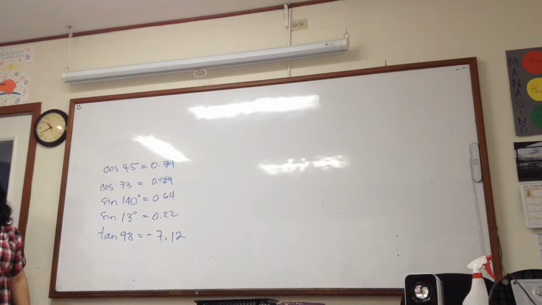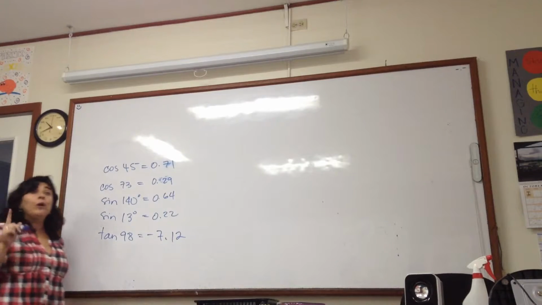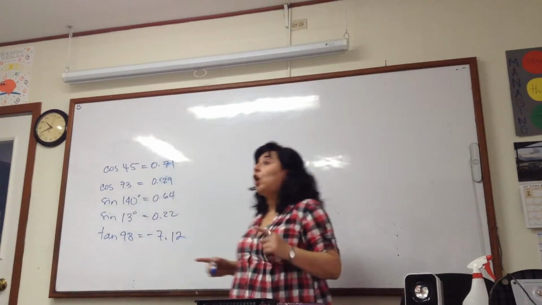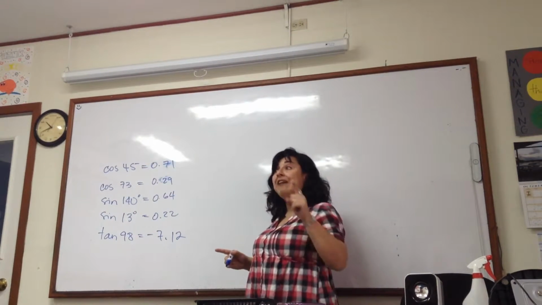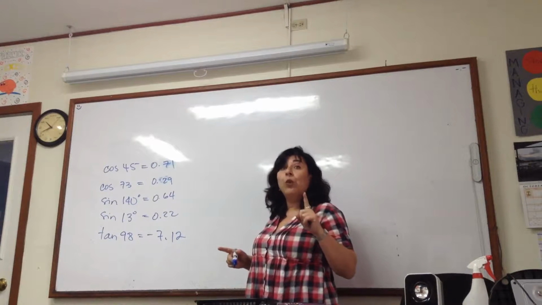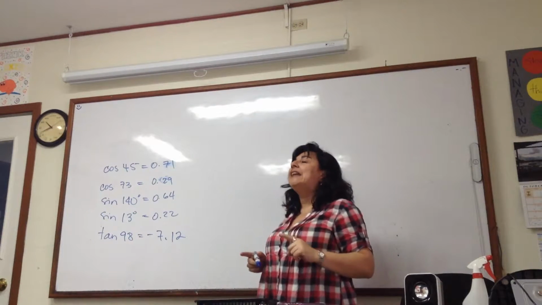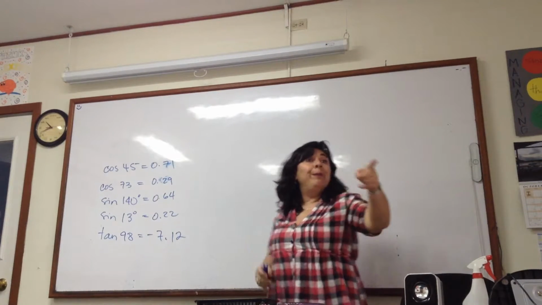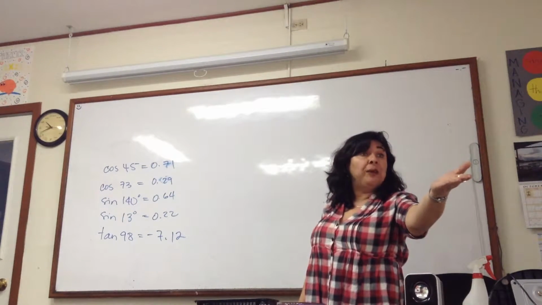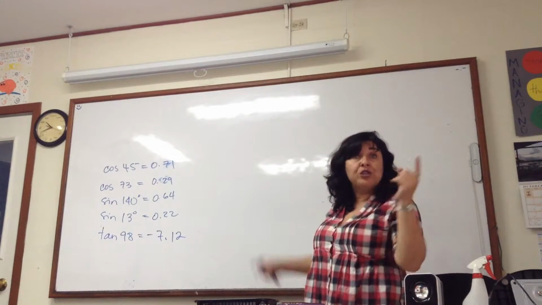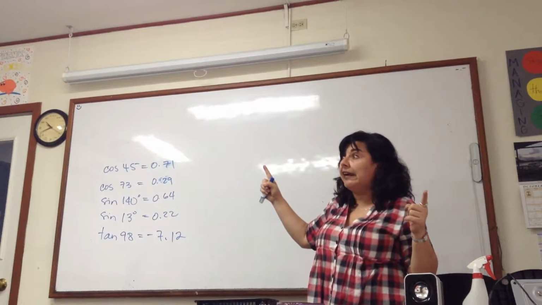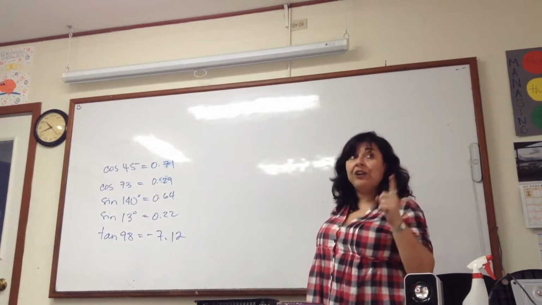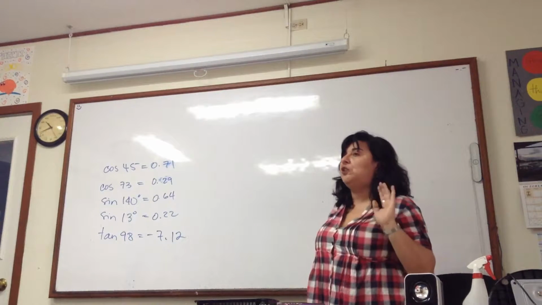Not just negative and positive, the tangent is also much bigger. You will notice that sines and cosines should never, ever be more than 1. Why can't they be greater than 1? Because it's always a small number divided by the biggest side, which is the hypotenuse, because the hypotenuse is always the largest side. So you should never get more than 1. If you get more than 1, you did something wrong.